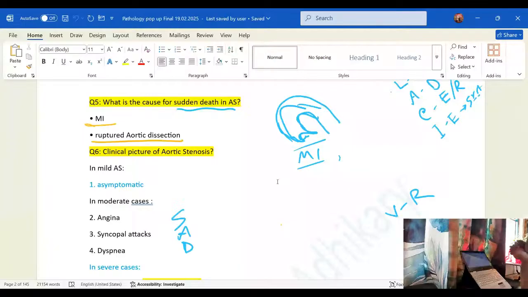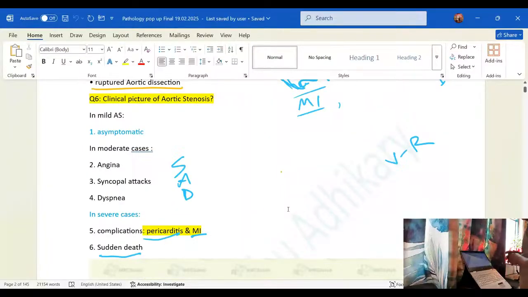Complications: myocardial infarction and rupture, aortic dissection. Clinical picture: in mild aortic stenosis, the patient will be asymptomatic. In moderate cases, syncopal attack, angina, and dyspnea. And in severe cases, complications like pericarditis, MI, and sudden death.